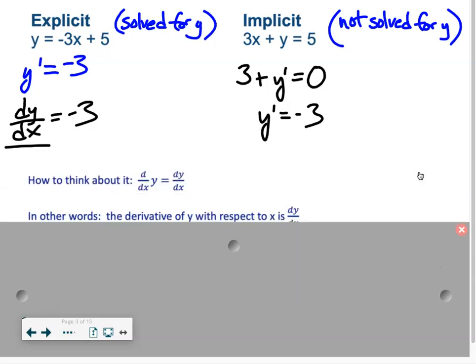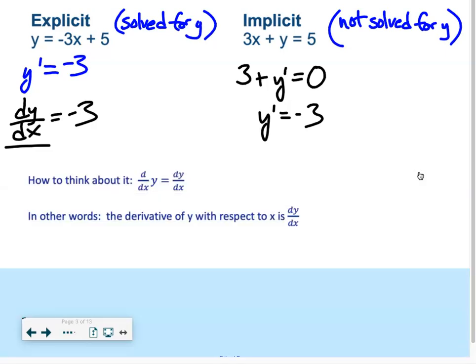All right, so anyway, that being said, oh wow, we're still on screen one. Okay, so this whole thing was just to get you to understand that the derivative of y with respect to x is dy/dx. So think of it as d/dx of y, so the derivative of y is dy/dx. Whenever you need to differentiate a y with respect to x, you would write dy/dx. Okay.